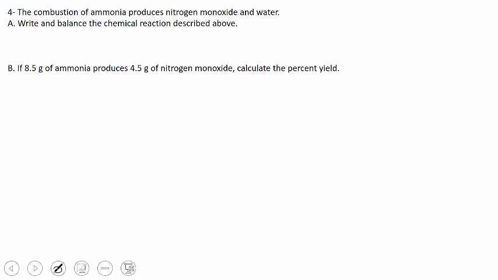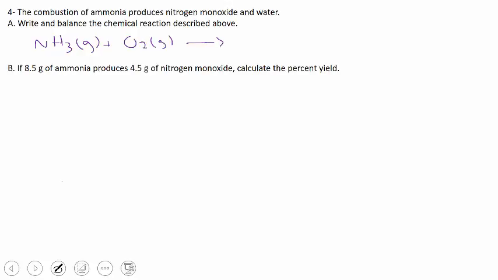So this is question 4 from chapter 4 worksheets. The combustion of ammonia produces nitrogen monoxide and water. So first step, you want to write the combustion reaction of ammonia and balance it. Any combustion reaction is the reaction of your compound with oxygen gas. So NH3 reacts with oxygen gas.